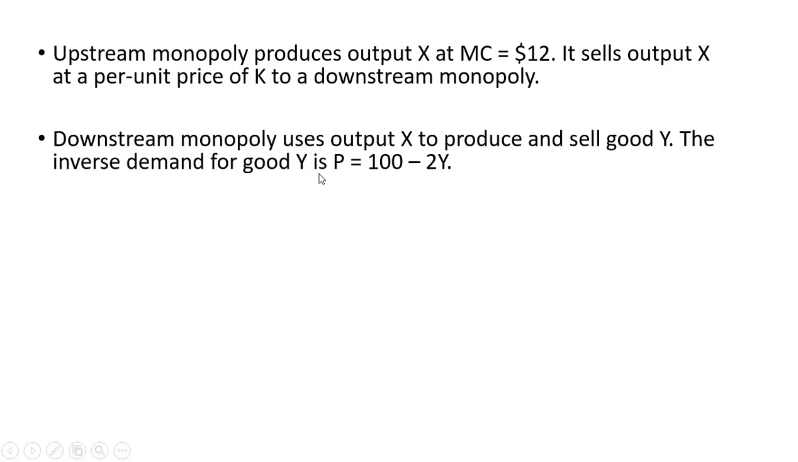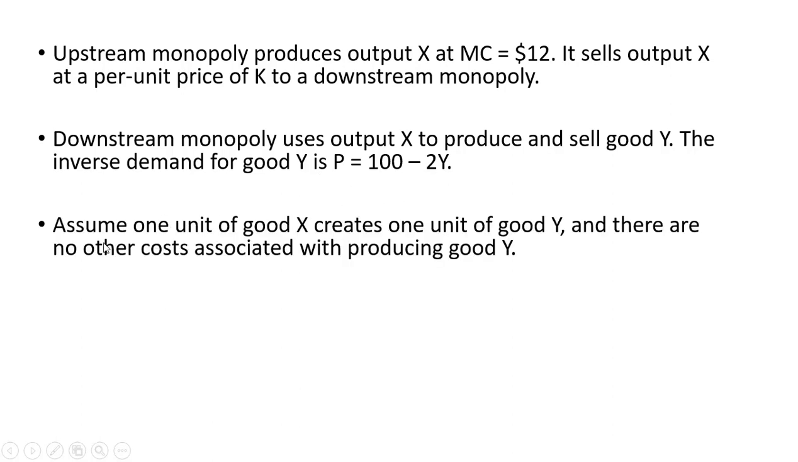The inverse demand for good Y is P equals 100 minus 2 times Y. We're going to assume 1 unit of good X creates 1 unit of good Y, and there are no other costs associated with producing good Y. We want to solve for K, X, P, and Y.